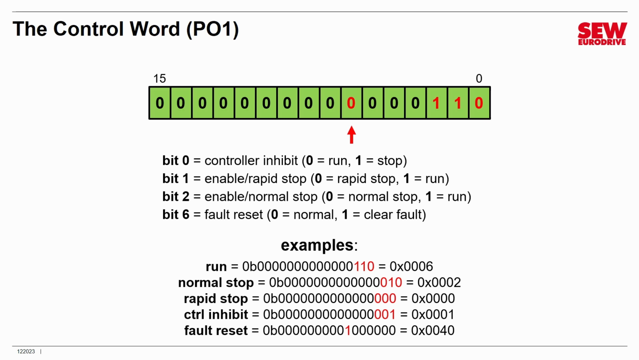Pay attention to these 5 examples because we will be using them in the demonstration that comes at the end of this session. Now, the speed word is probably the most confusing one. This is process output word 2. This is how you tell the VFD how fast to turn. You might think, well, what's so complicated about it? Speed is just an RPM, right? And the answer is no.